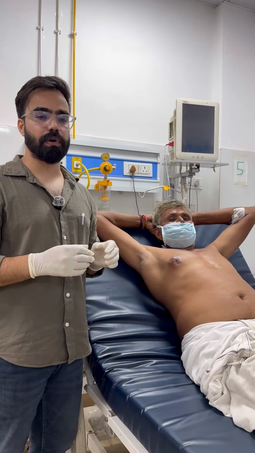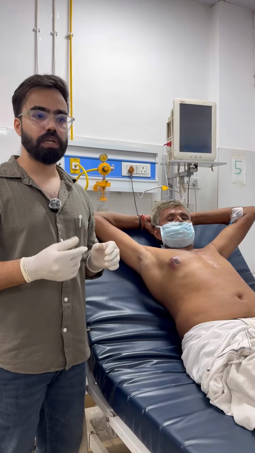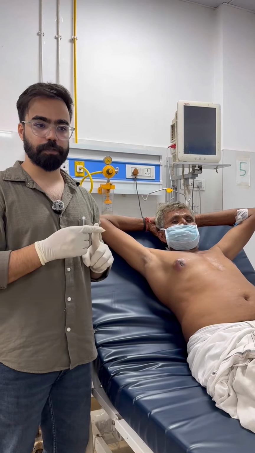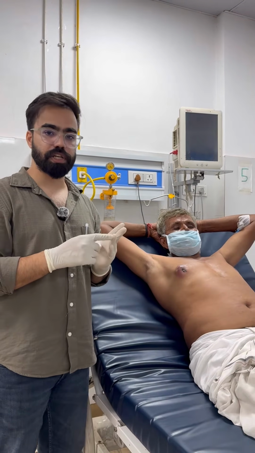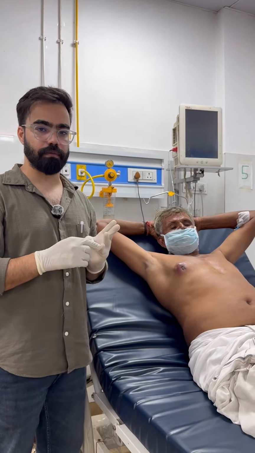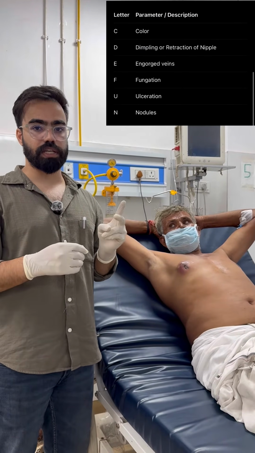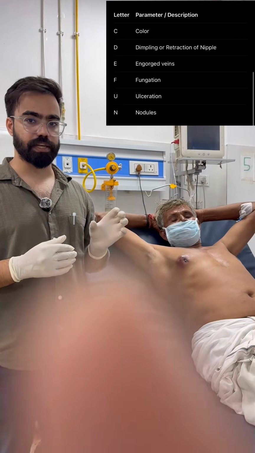Today we'll be studying local examination of breast pathologies, mainly about lump. Local examination of the breast is divided into four parts, which are inspection, palpation, percussion, and auscultation. Now, percussion and auscultation do not play a vital role in the case of breast, but inspection and palpation are the major source of findings in our examination.